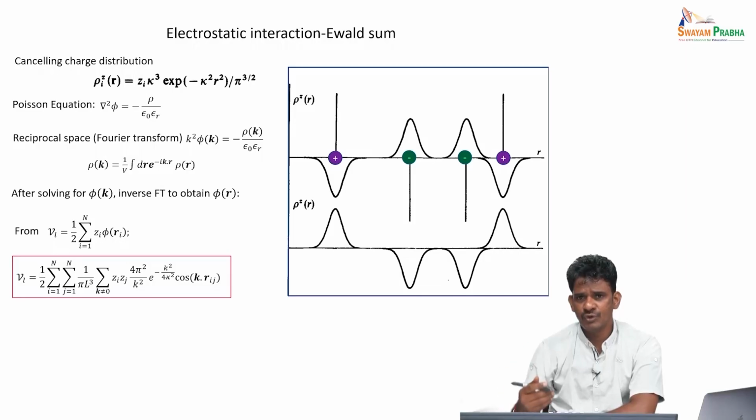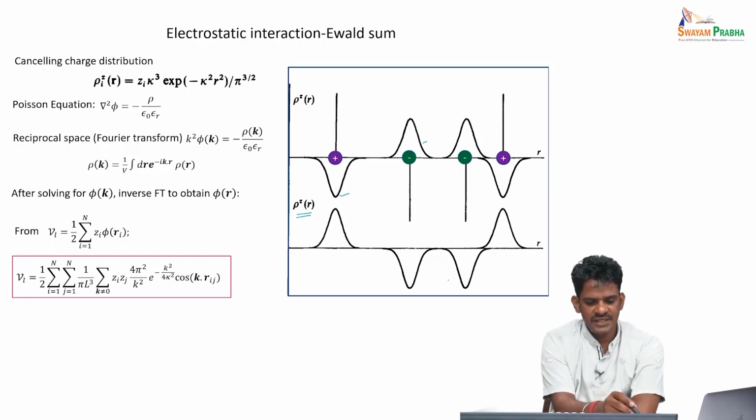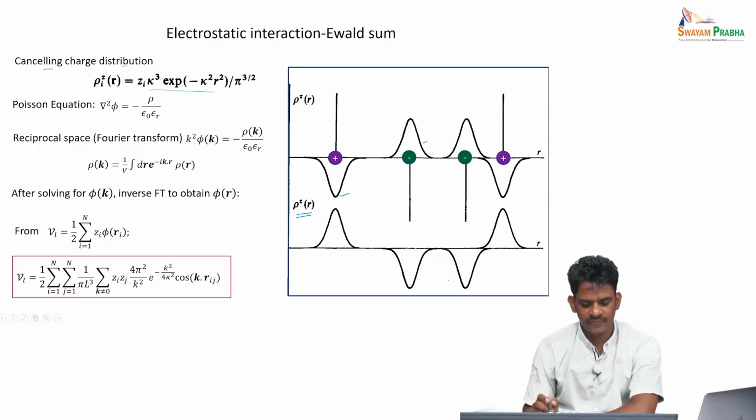But then we also have to remove this imposed charge distribution. For that, we basically impose another charge distribution which is opposite of what we just did here. So, you can see that the cancelling charge distribution is basically a mirror image of the imposed charge distribution, which has the same form but opposite sign of the imposed one. Then again with this we are going to use the Poisson equation to solve for the potential. In this case, for the cancelling distribution, we solve the Poisson equation in the reciprocal or the Fourier space.